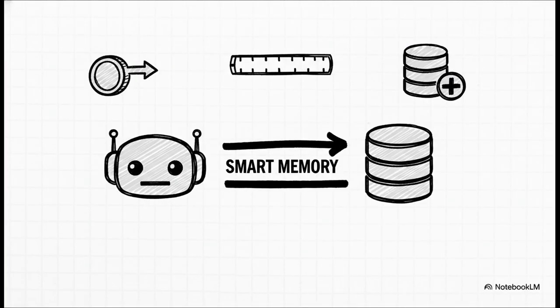VDBs also act as a kind of smart memory for LLMs. They can cache answers to similar questions, which saves a ton of money on expensive API calls. They give the AI a reliable long-term memory, so it can actually remember past conversations. And, this is huge, you can update the knowledge in the VDB anytime you want without having to do a costly, time-consuming retraining of the entire model.